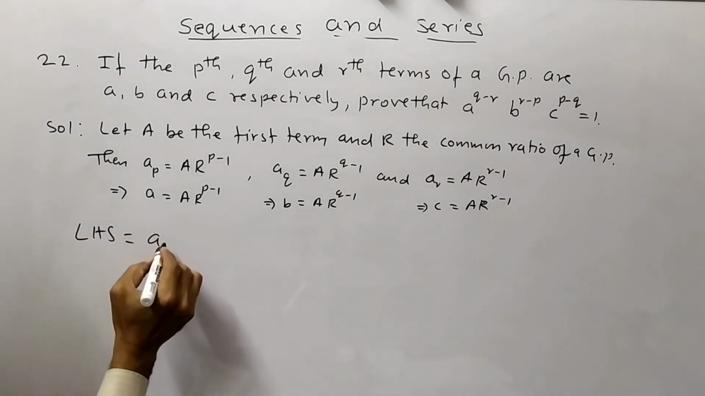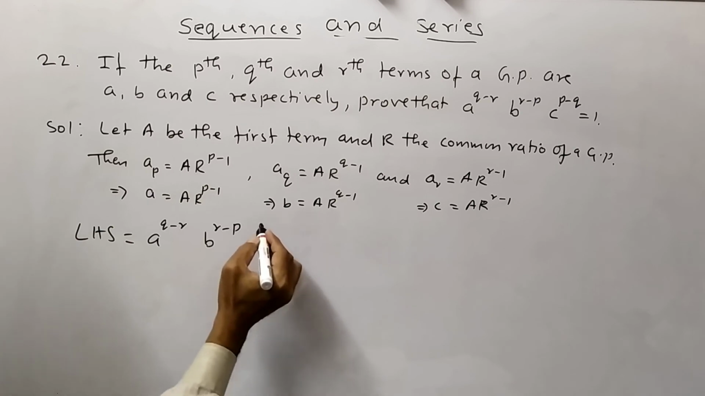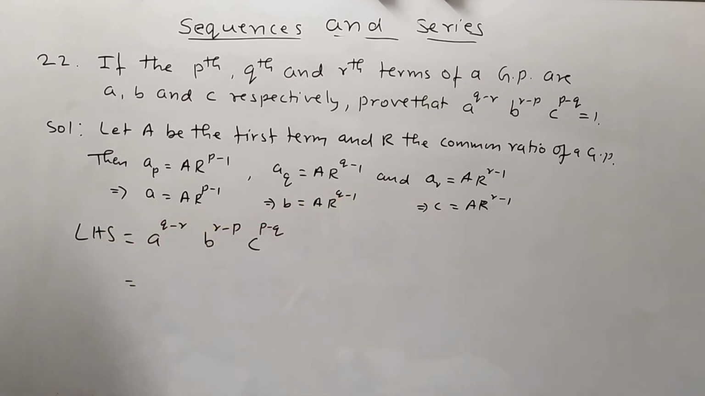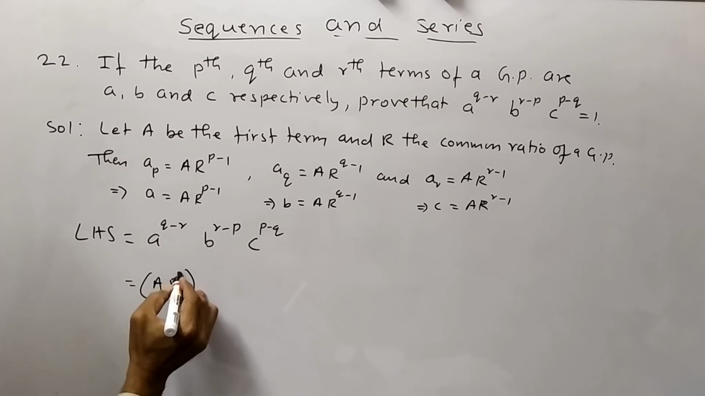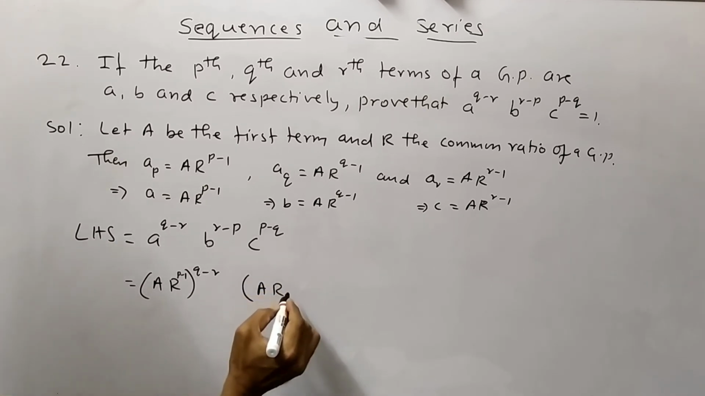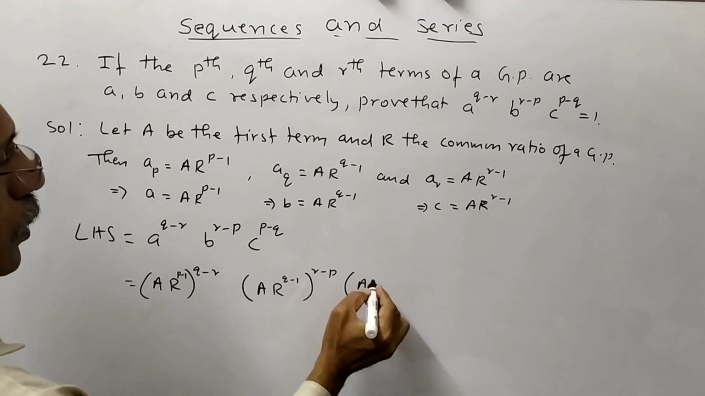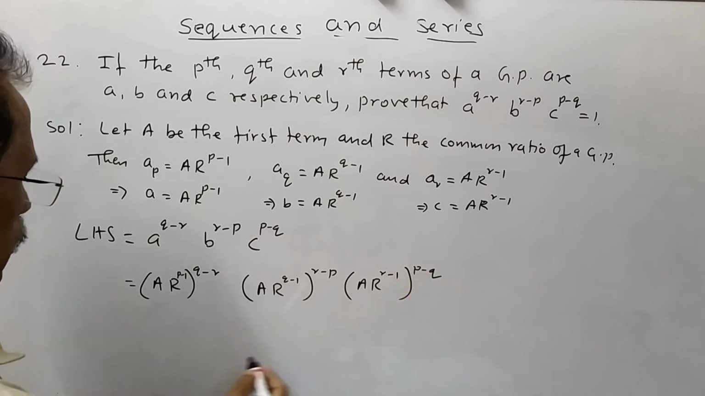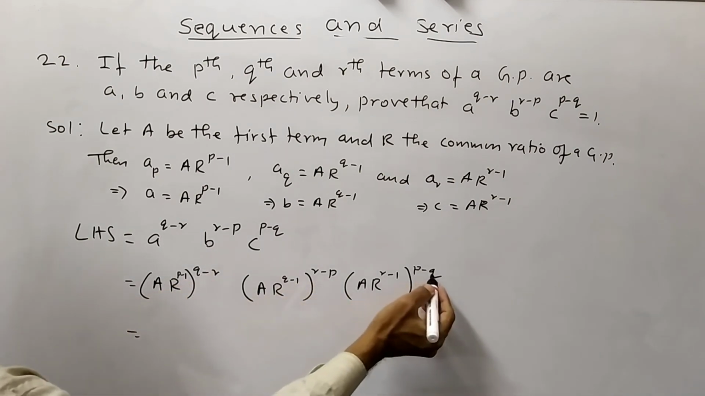LHS is equal to A raised to the power Q minus r into B raised to the power r minus p into C raised to the power p minus q is equal to, substituting the values of A, B and C, we get A into R raised to the power P minus 1 whole raised to the power Q minus R into A into R raised to the power Q minus 1 whole raised to the power R minus P into A into R raised to the power r minus 1 whole raised to the power p minus q is equal to A raised to the power q minus r into A raised to the power r minus p into A raised to the power p minus q.